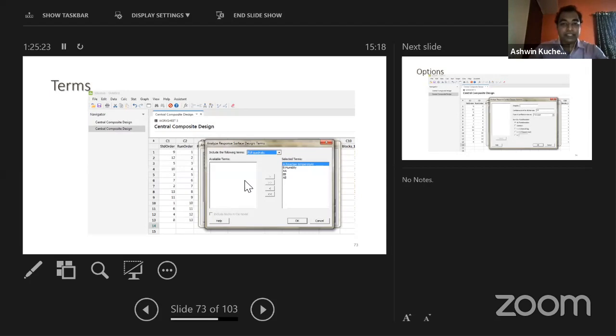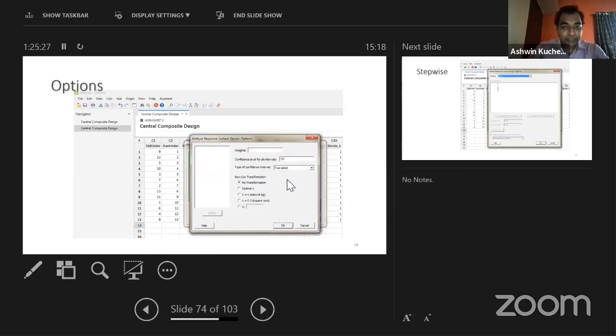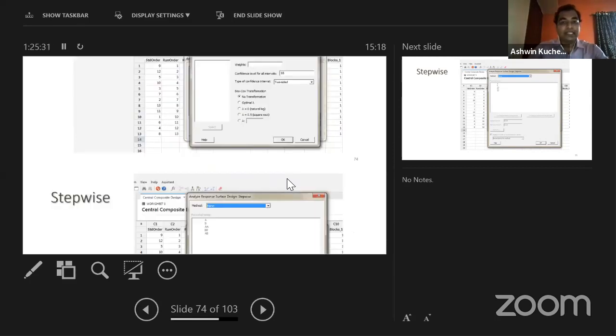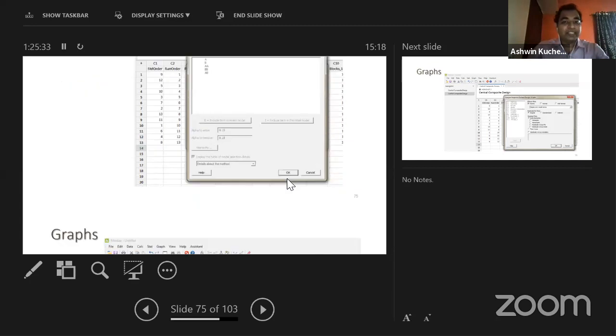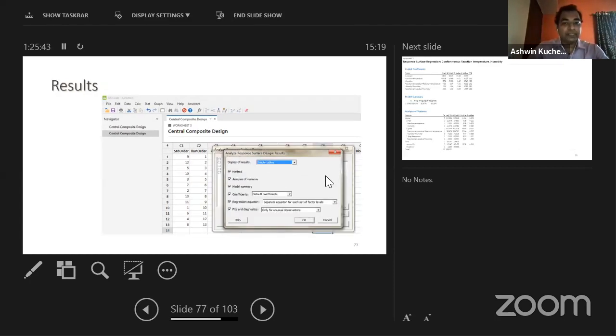And if you get this, select for the options which type of randomized form you want, or with how much confidence interval you want, select it and go step by step. It will select the main effects, individual interaction, and the interaction between the 2 factors. Then press OK. Select the type of results display you want.